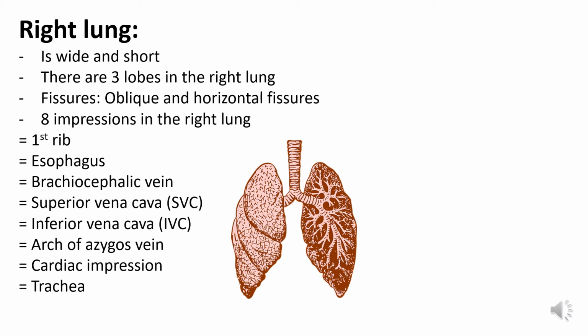There are 8 impressions in the right lung instead of 6 impressions such as in the left lung. These 8 impressions in the right lung are as follows: the first rib, esophagus, brachiocephalic vein, superior vena cava, inferior vena cava, arch of azygos vein, cardiac impression, and trachea.